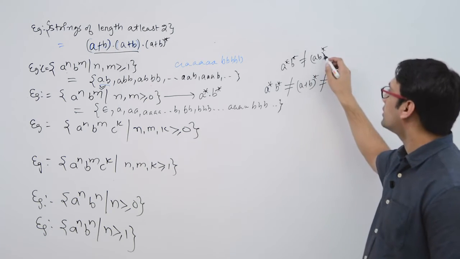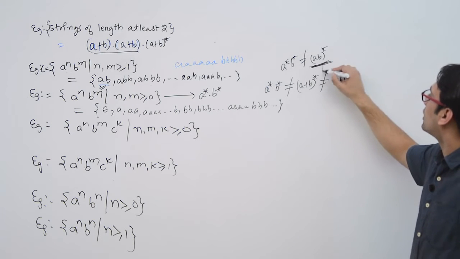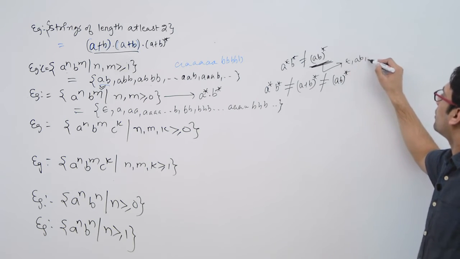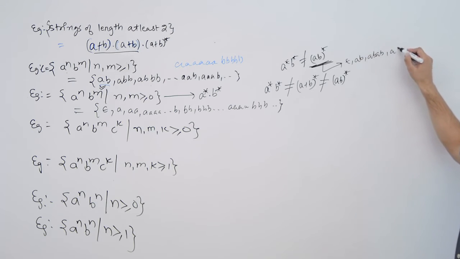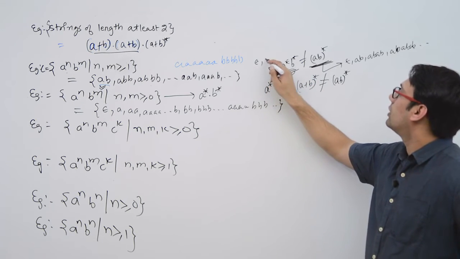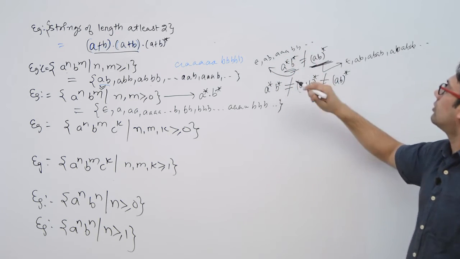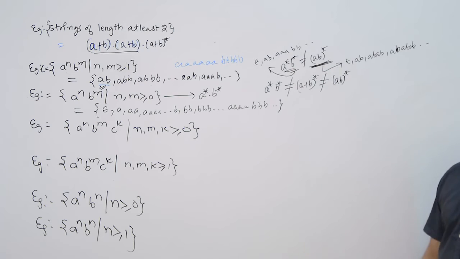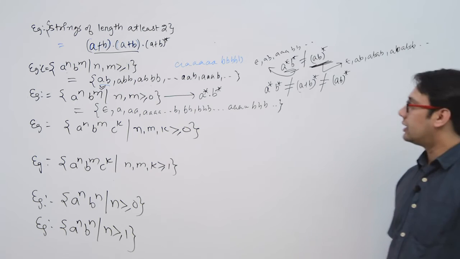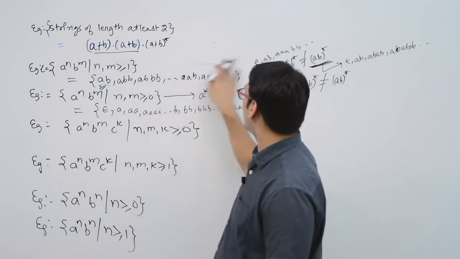When I say (ab) whole star, that means it will be multiples of ab. So the strings can be epsilon, ab, abab, ababab, and so on. But a star b star represents a different set of strings: epsilon, a, b, aab, abb, and so on. But here we cannot have abab and so on. So these two are not equal. Keep this in mind. And here I'm saying the length should be at least 1, so this language can also be represented like this.